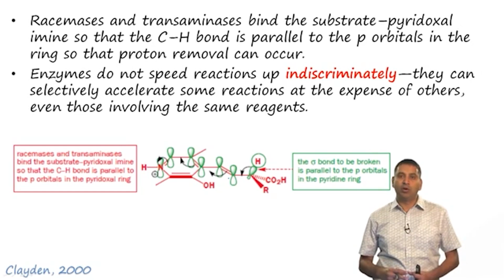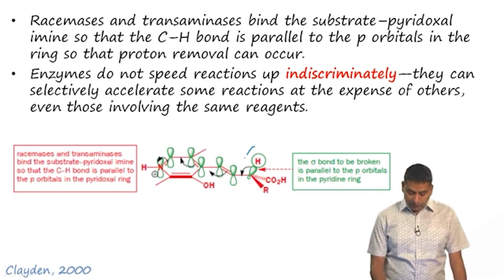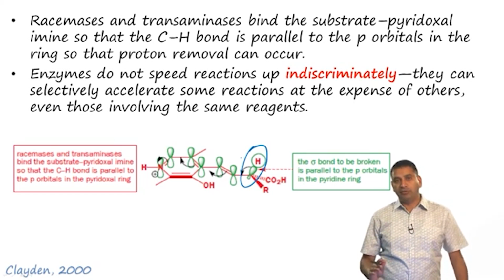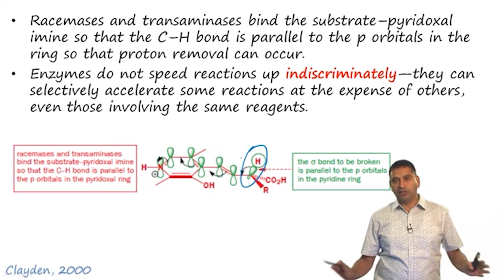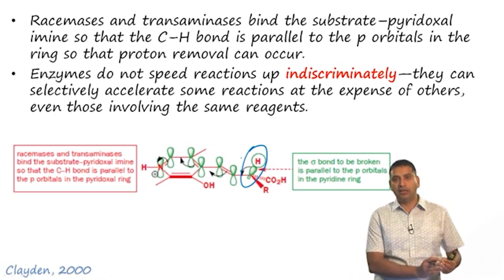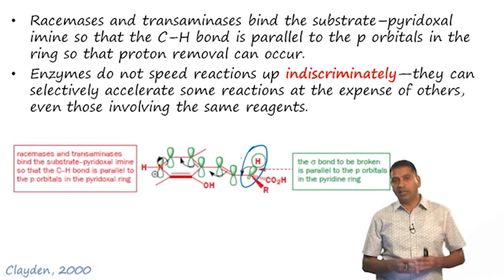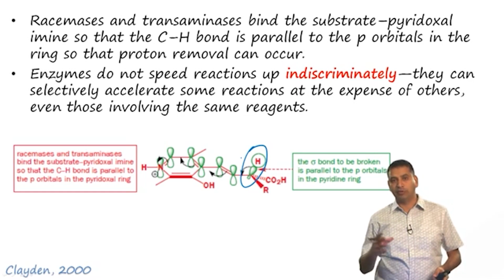Alternatively, if you want deprotonation to occur, then the CH is actually held orthogonal to this. So, enzymes do not speed up reactions indiscriminately. We have already looked in detail at how enzymes are able to accelerate reactions, and what they do is that they selectively accelerate some reactions at the expense of others.